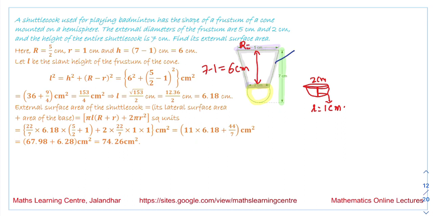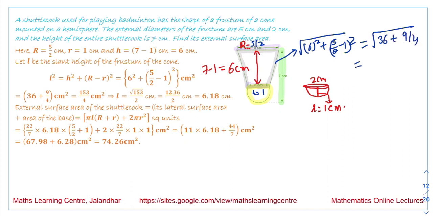So the slant height that we will have will be equal to square root of 6 square plus (5 by 2 minus 1) square. So the radius capital R we have over here is 5 by 2. The radius small r we have is 1. So on solving this, you will get the value square root of 36 plus 9 by 4. So that is equal to square root of 153 by 2.